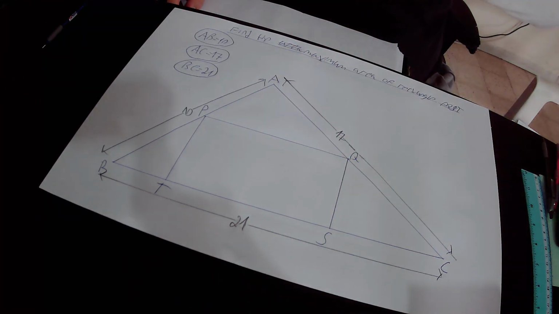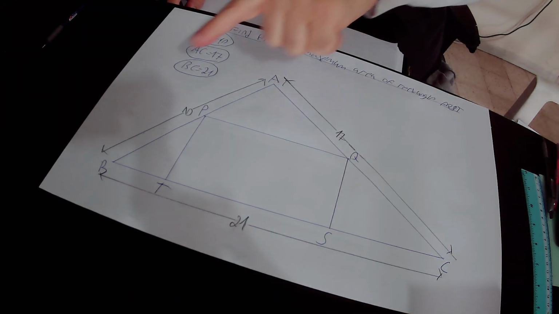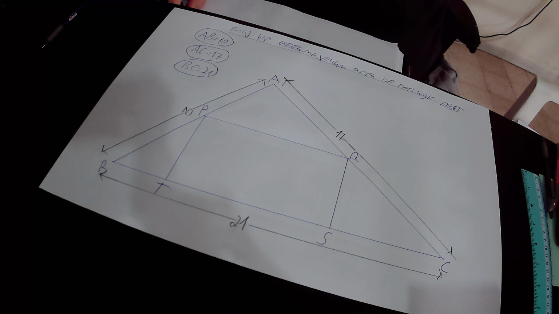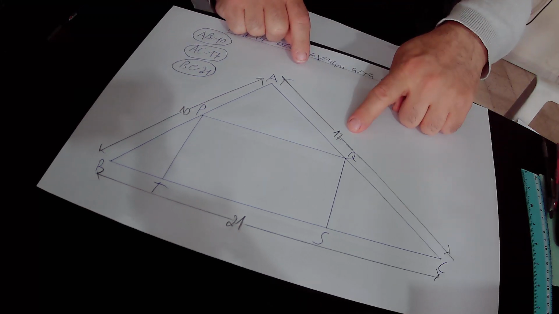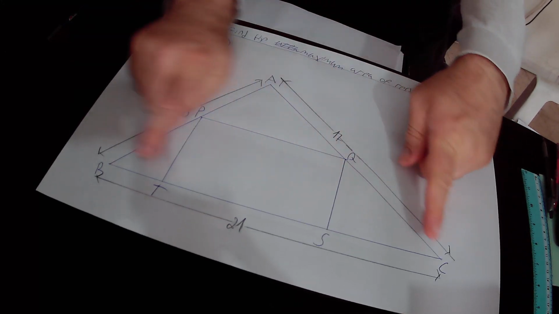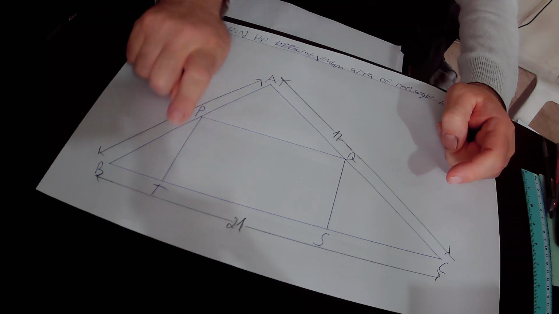Hello, in this lecture we'll find out the maximum area of a rectangle that is inside a triangle. In the drawing we have triangle ABC. Side AB of triangle ABC equals 10 units in length, side AC equals 17 units in length, side BC equals 21 units.